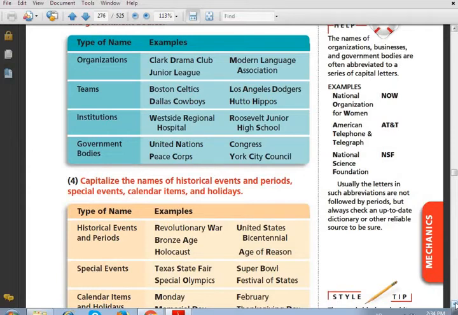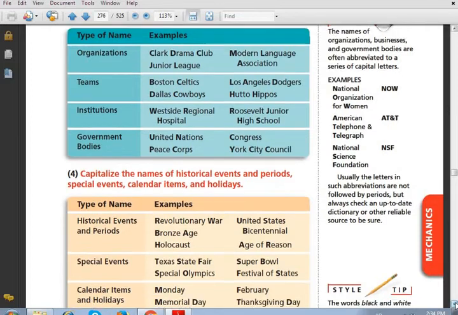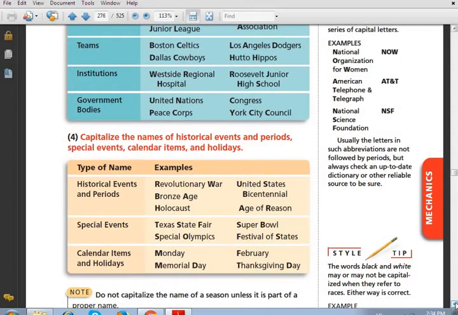Capitalize the names of historical events and periods, special events, holidays, and other calendar items. Historical events, just like Battle of Bunker Hill. Historical period, just like Great Depression. Special event, just like World Series. Holiday, just like Father's Day. Other calendar items, just like Hispanic Heritage Month and so on. All of these have to be capitalized. We have a note here.